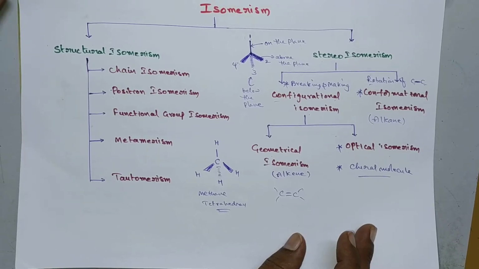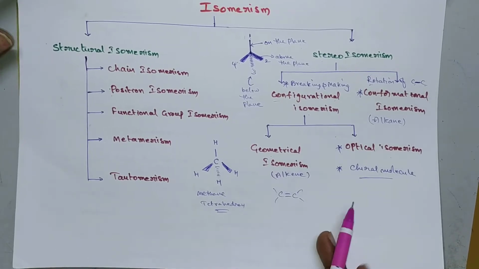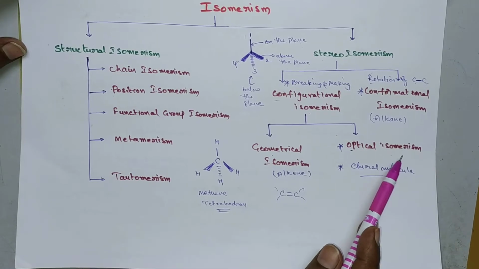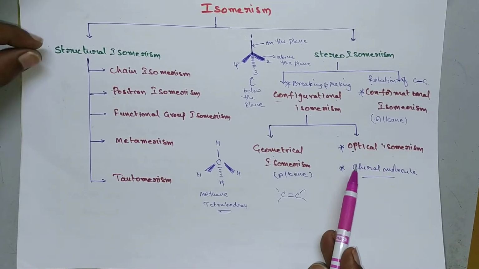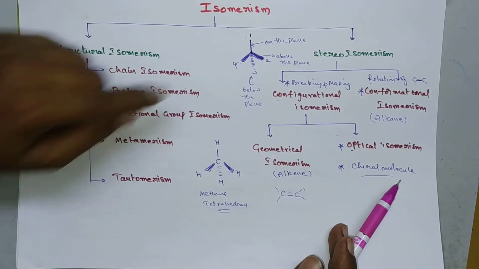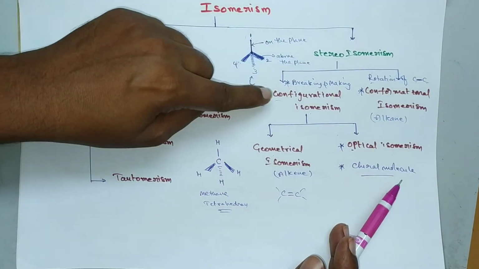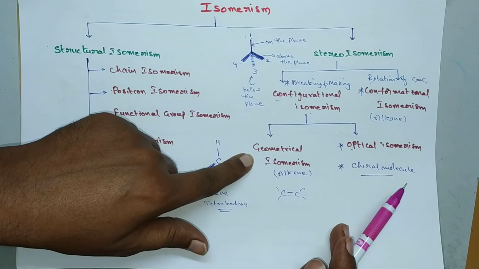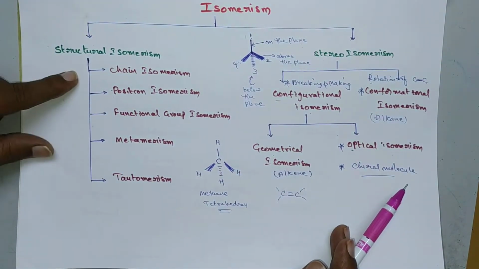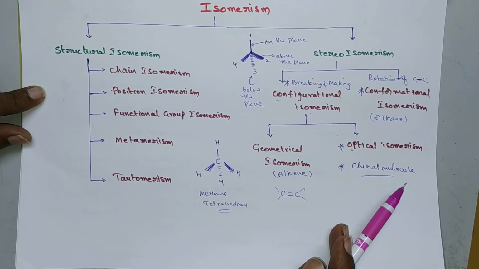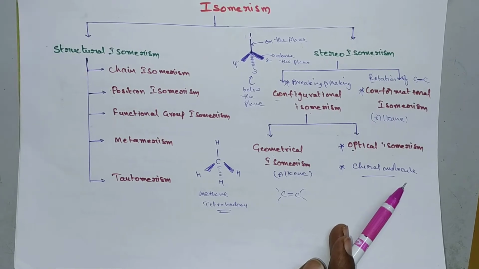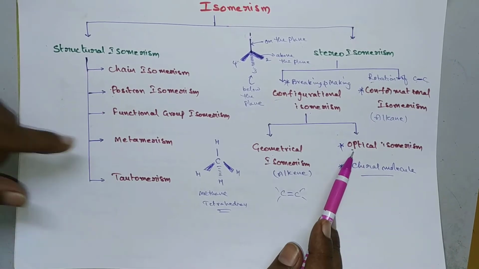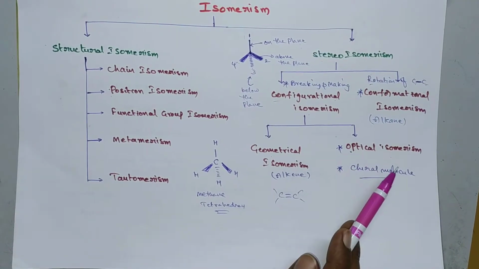Hi students, today in this session we are going to discuss optical isomerism. In the previous video we discussed structural isomerism, and stereoisomerism: configurational, conformational and geometrical isomerism. The link for those videos will be provided in the description. You first go through those videos. Now let us discuss optical isomerism.